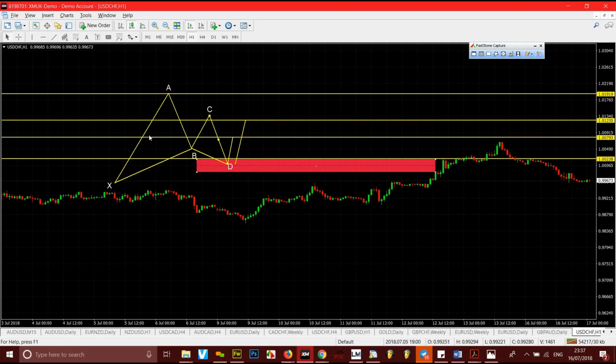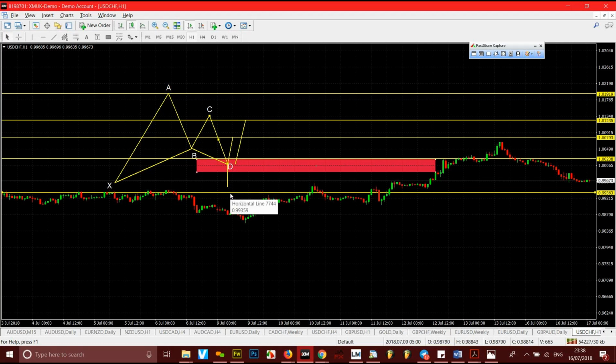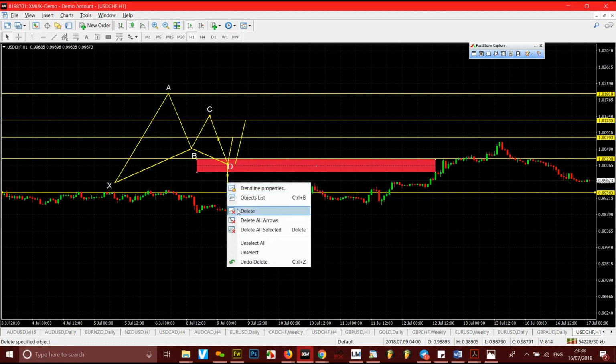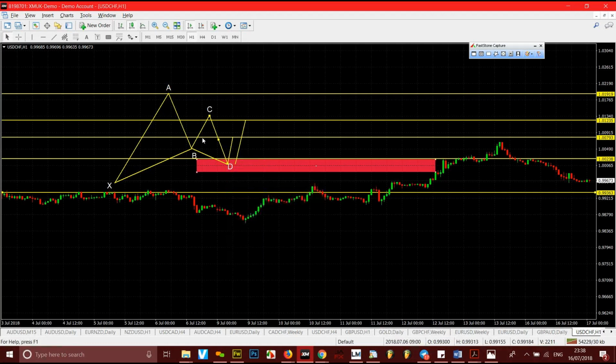So where would my stop loss be? A few pips above, 10 to 20 pips above my X. Let's say this is my X. My stop loss would be somewhere around here, so that just in case that D decides to go below, I would still be able to remain in the trade without being kicked out prematurely. So that is that example.